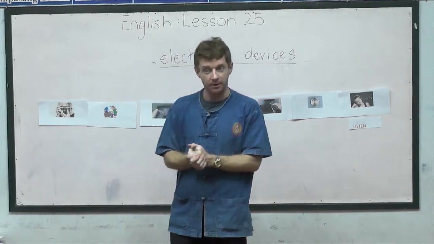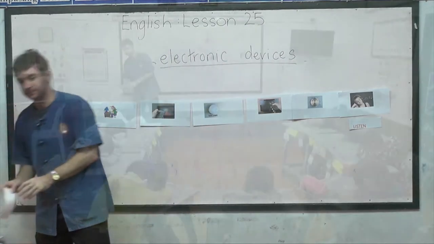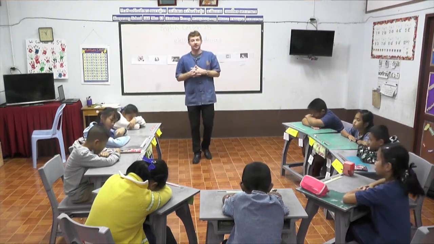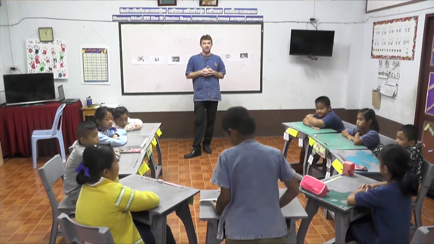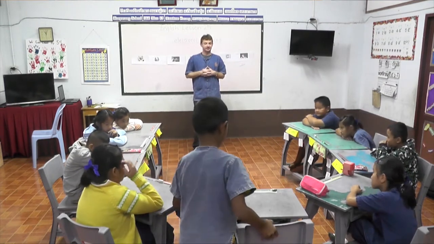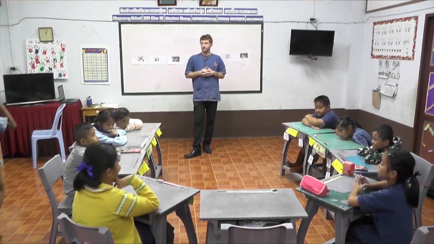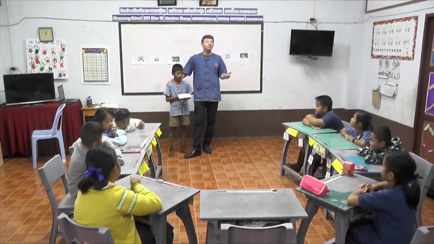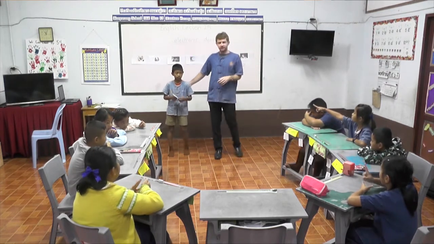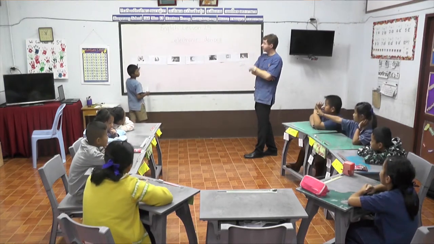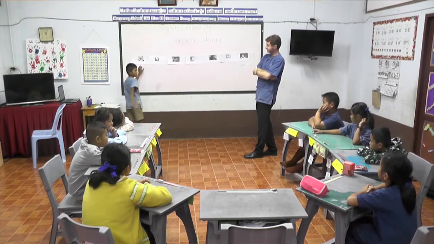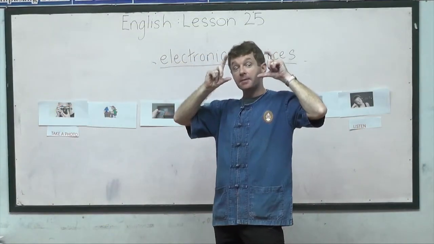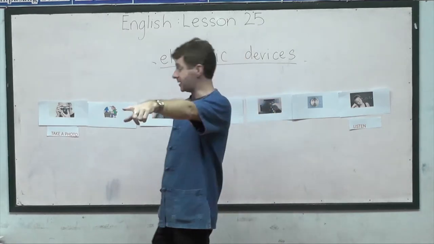Okay, next one. Can we close our eyes, please? Open your eyes, guys. Okay, Pat, come and join teacher. First of all, can we show camera your verb? Take a photo or take a picture. And what device do we use to take a picture? Camera. Camera, excellent. High five. Just say one more time. Take a photo. Take a photo. With a camera. Excellent. Round of applause for Pat.